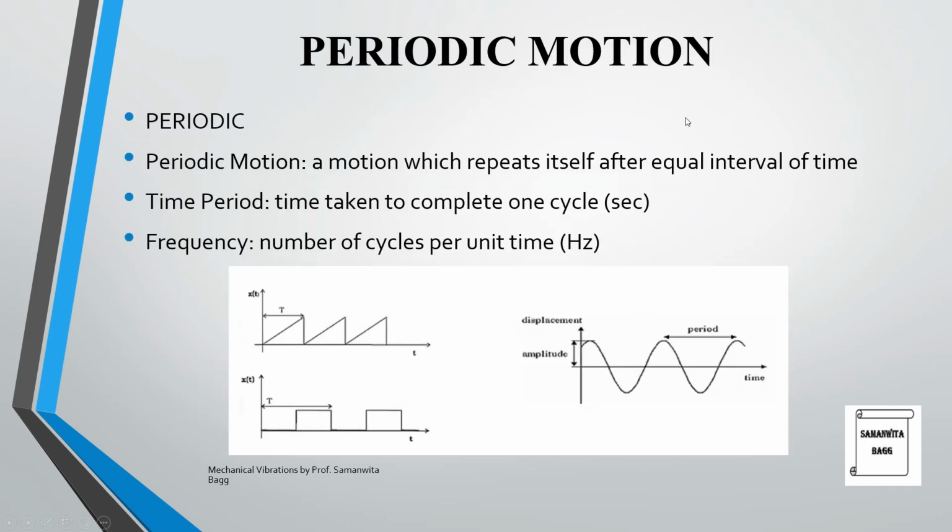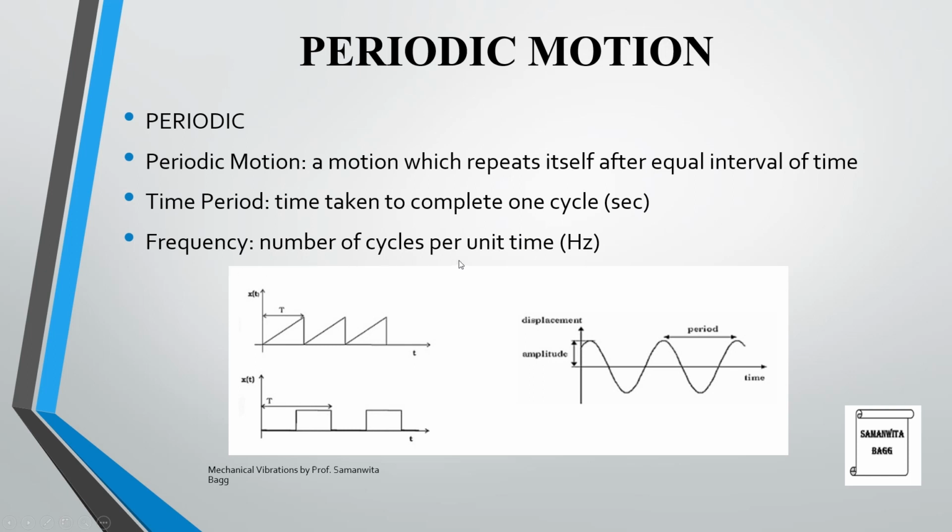Now next we will see what is periodic motion. Periodic motion is a motion which repeats itself after equal intervals of time. Like you can see here, this kind of a wave in which you can see the amplitude is repeating after a particular period of time. Time period is the time taken to complete one cycle. So this is one cycle up to this point here, and then again one more cycle. So this is called the time period. You can see here from this point to this point is your time period. It is measured in seconds because it is time.